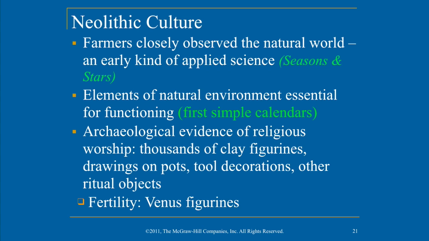Elements of the natural environment are essential for functioning. Basically, they start to develop the first simple calendars. If you plant at the wrong time in the wrong areas, you're not going to get a lot of food.